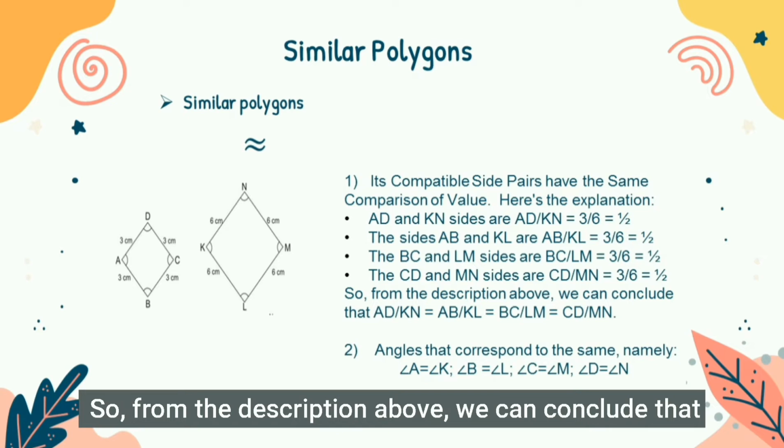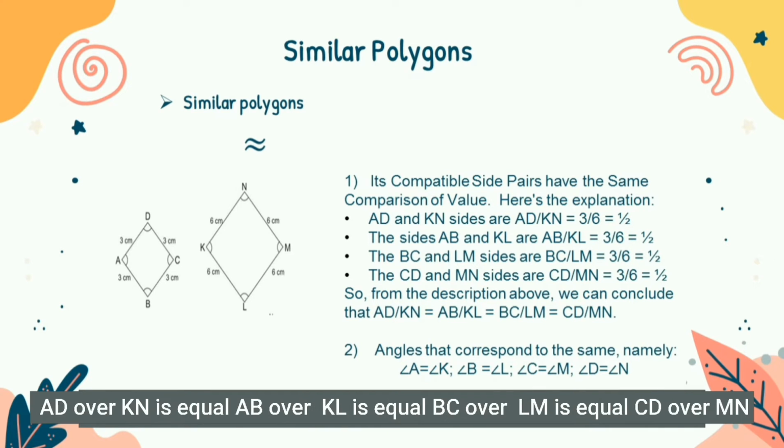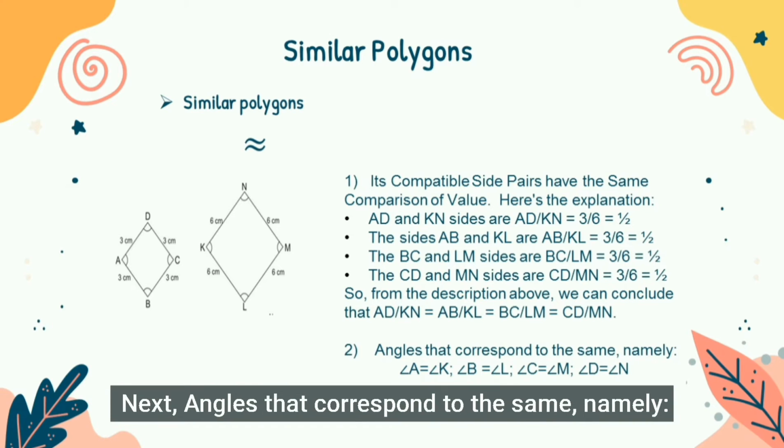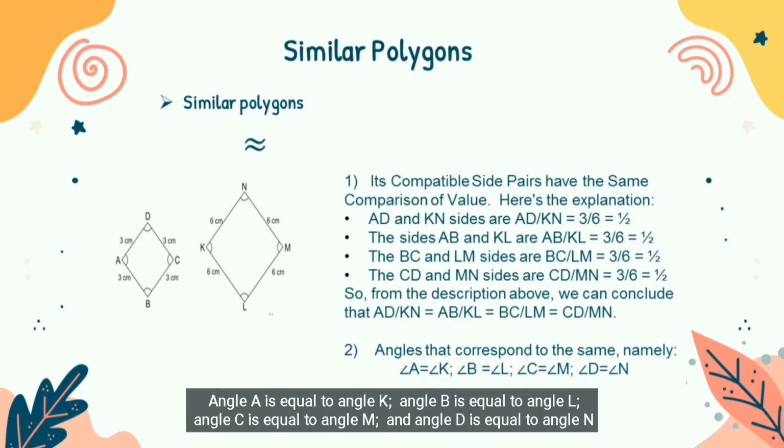So, from the description above, we can conclude that AD over KN is equal to AB over KL is equal to BC over LM is equal to CD over MN. Next, the corresponding angles are equal, namely angle A is equal to angle K, angle B is equal to angle L, angle C is equal to angle M, and angle D is equal to angle N.